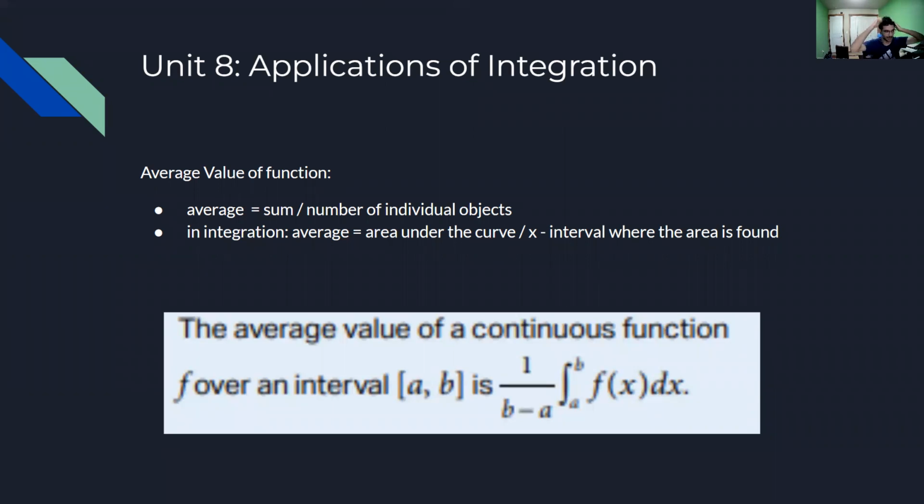It's actually pretty cool. We take the integral from a to b of f of x dx, and that would be the area under the curve. And then 1 over b minus a, that's the x interval, right? So you're taking the area of the function, which is the sum, divided by the number of things, in this case the x interval. And that gives you the average value of the function.